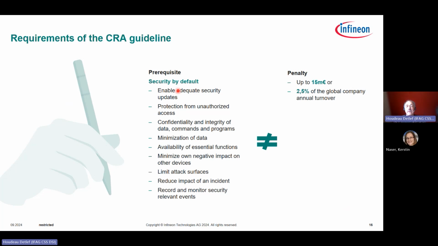On the right side, you see another topic. Penalty aspects are also written in the Commission regulation. Penalty can go up to 15 million euro for a company, or 2.5% of the global company annual turnover. This is also written in this regulation.